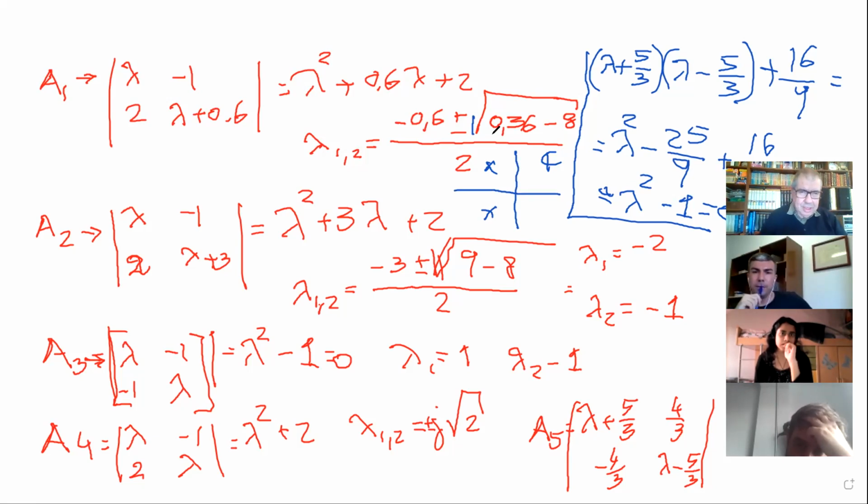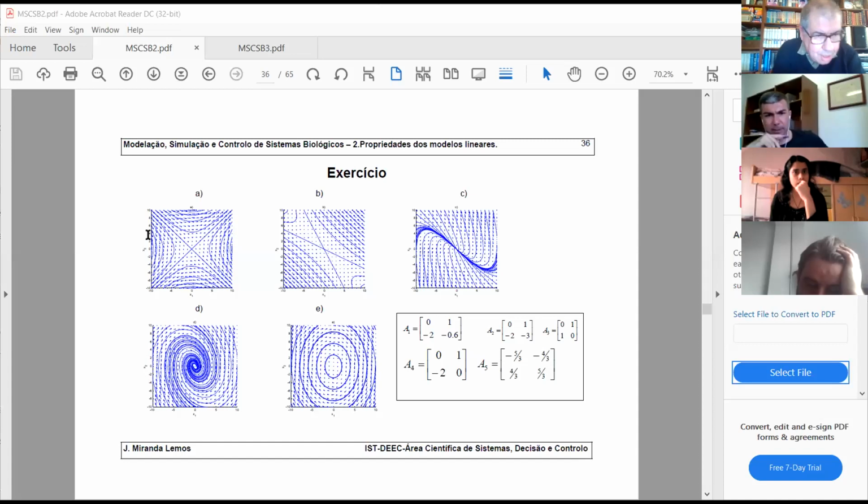What type of response is this? Let's look at the portraits. It's like a counterclockwise spiral. Which one, Kaveh? I think D. Yes, it's D. C is not oscillating. So it's D. So it's a damped oscillation.